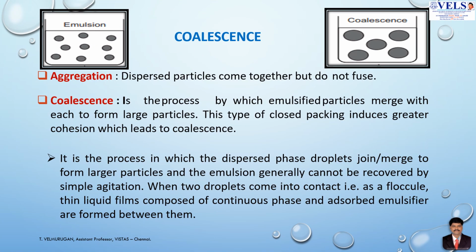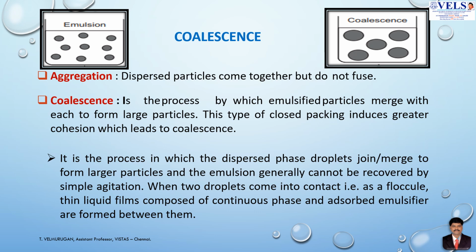Then coalescence. See here, this is the normal emulsion, this is coalescence. Coalescence is when large globules form. Okay, so on agitation, dispersed particles come together but do not fuse, that's very important, do not fuse; this is aggregation. But coalescence is the process by which emulsified particles merge with each other to form larger particles. This type of close packing induces greater cohesion, which leads to coalescence.